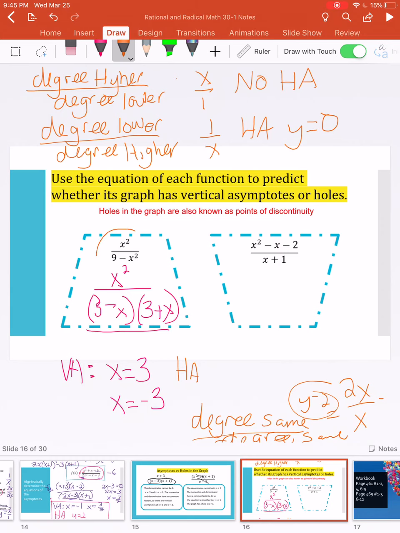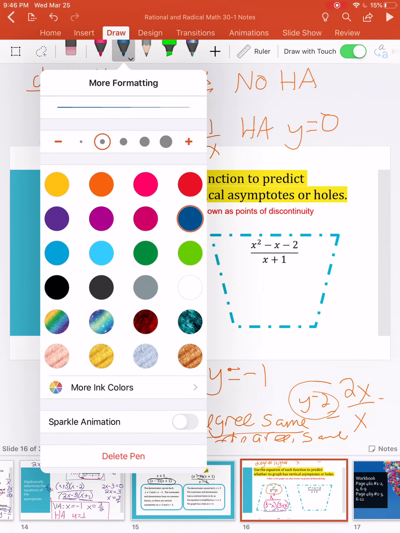So in this case, when we're looking at our rational expression before we factored it, we notice that the degree of the numerator and the denominator is the same, which means we would divide the leading coefficients. So 1 over negative 1 would give me negative 1. So this graph would have a horizontal asymptote at y equals negative 1. All right, let's look at our next example here.